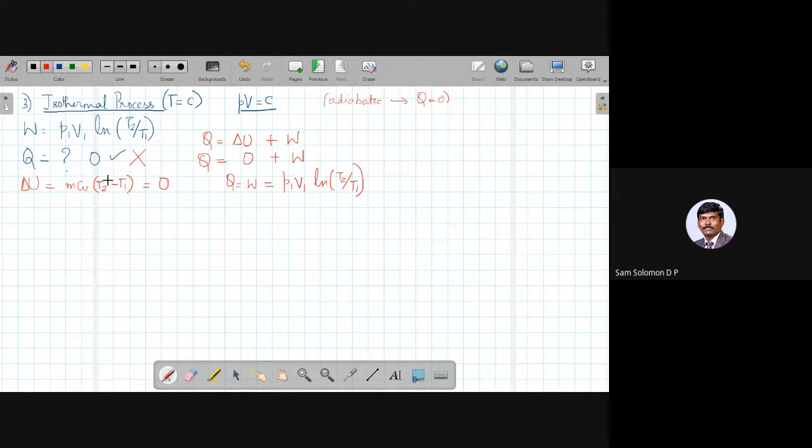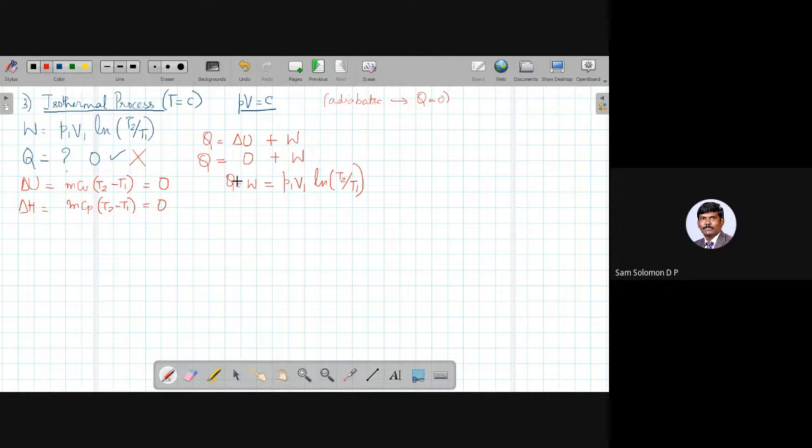So when you say Q is equal to 0, you mean this delta U. Only delta U is mCv times T2 minus T1. And what about delta H? Delta H is mCp times T2 minus T1, and this is also 0. So the change in internal energy and the change in enthalpy are 0. But your work transfer is equal to heat transfer. So your heat transfer will be P1 V1 times ln of P2 by T1, because you have to consider the energy balance. Is that clear?